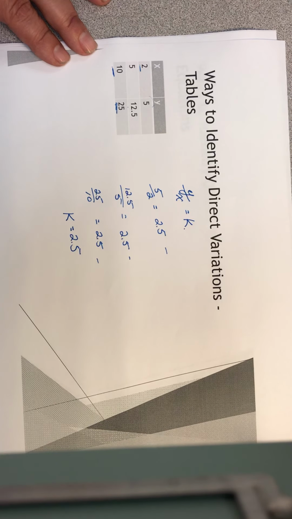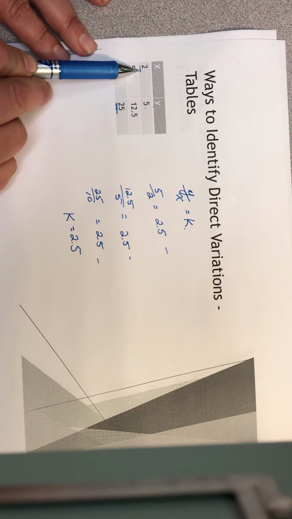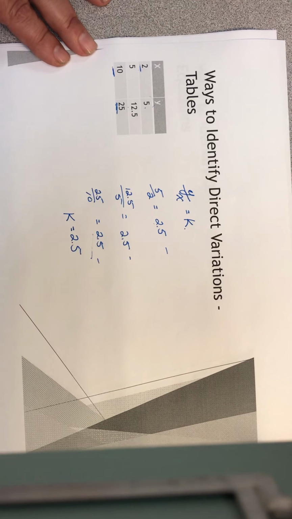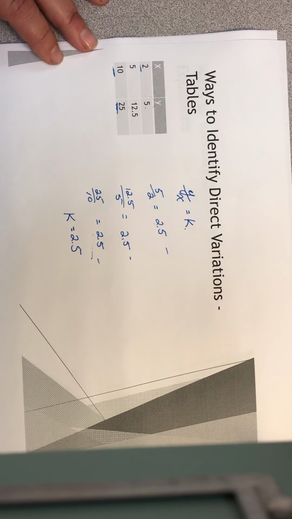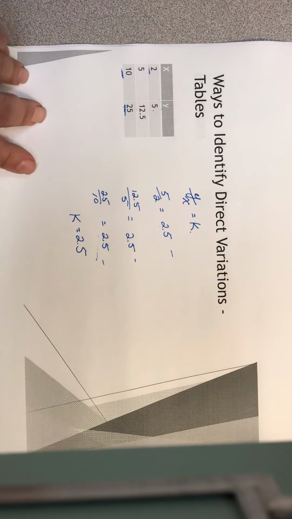That's how we tell from a table. We just divide each y by its corresponding x, and if the numbers evaluate to the same number, then we have a direct variation. That's how we tell from tables.